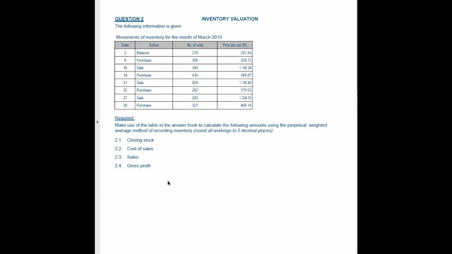It says the following information is given, and there you have your movements of inventory. You start with a balance of 218, and then through the month you make certain purchases of inventory, and then of course when you have a sale you get rid of some of that inventory. In this case, you always make sure that you have enough inventory on hand, and then they ask you to calculate the closing stock, the cost of sales, the sales, and the gross profit.